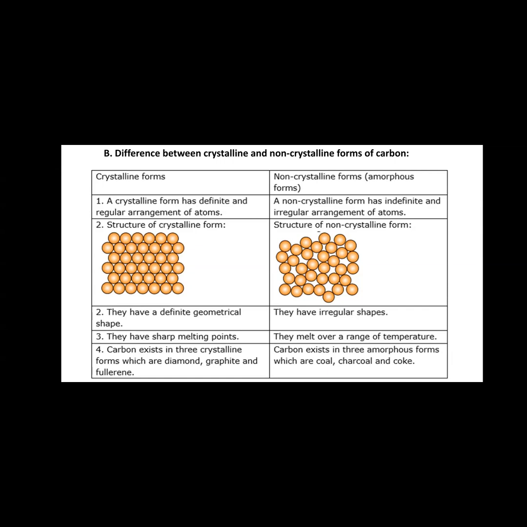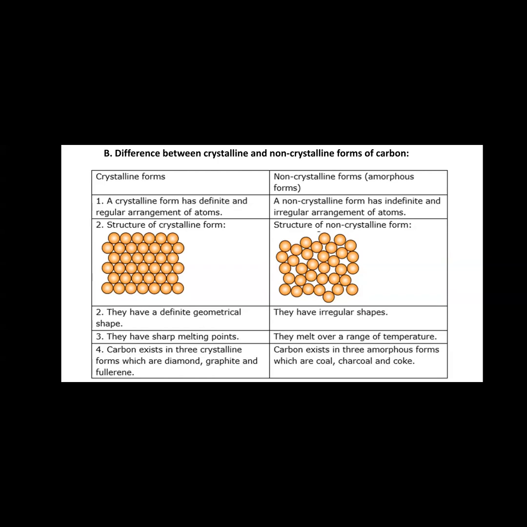It means if any substance is in the crystalline form, then it may melt at only 50 degrees Celsius. But if another substance has a non-crystalline form, then some part of it may melt at 40 degrees Celsius. Some part may melt at 60 degrees Celsius. So there is not one sharp melting point. There is a range of melting point. So this is the difference between crystalline and non-crystalline.